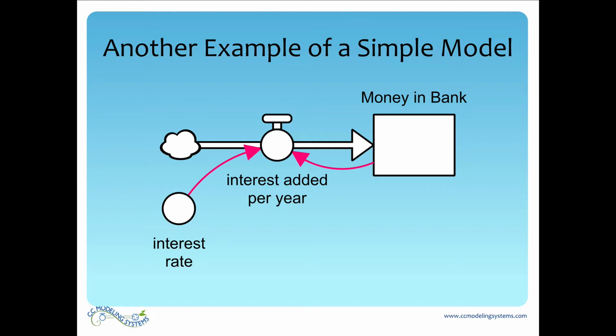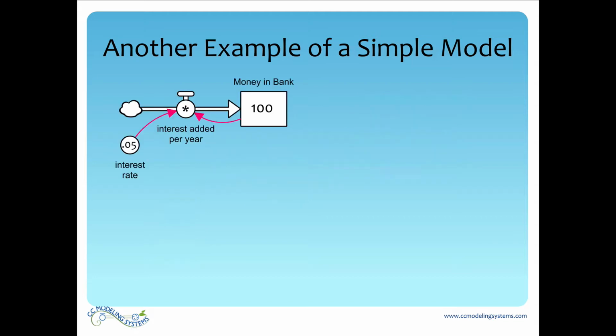We then connect this value to the flow using another connector. Now the flow has two values it needs: how much money is in the account and the interest rate. The flow multiplies those values together and adds that new value to the money in bank stock value. So take a look for a minute at particular numbers.